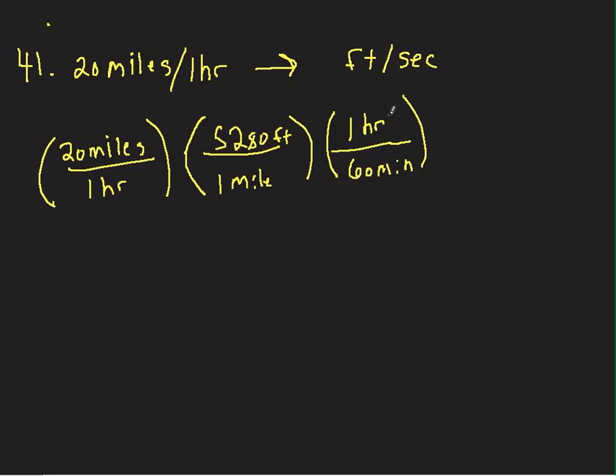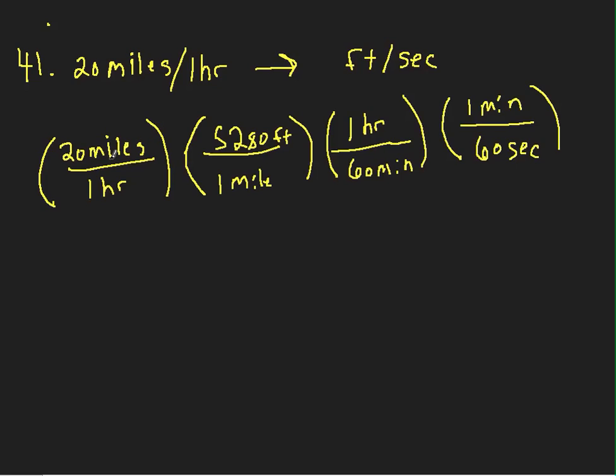So if I left it this way, we would have it in feet per minute, right? The way it cancels out. But we're not done. We want it in seconds. So we have to make one more ratio from minutes to seconds. So now I know in 1 minute there are 60 seconds. Okay, and from that we would have feet per second, and I'll show you that right now.